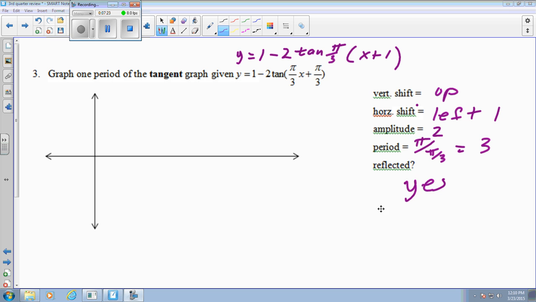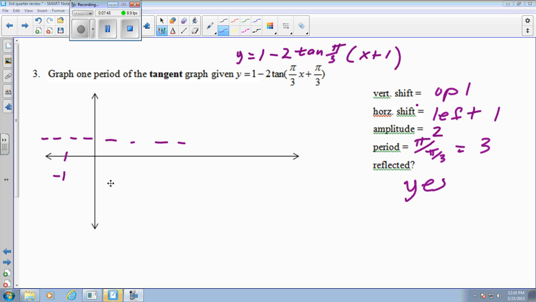Now let's see if we can put some of these moving left 1. We know that normally our tangent goes through the 0, but we're going to move that left 1, so I'm going to put that as a -1. And we have a vertical shift of up 1, so I'm going to put a dotted line right here at my 1.